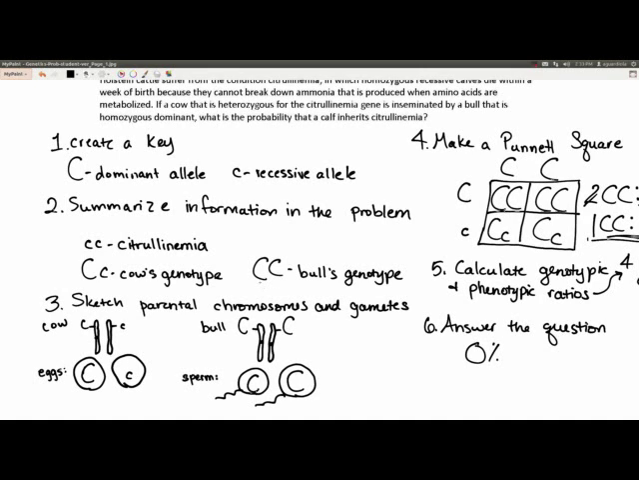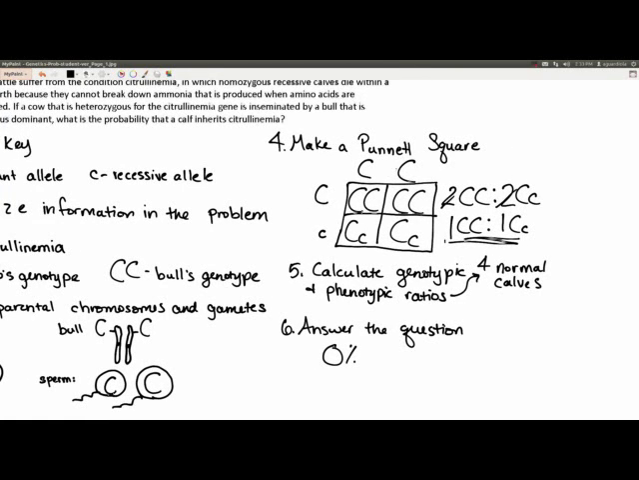We did something similar with the bull. The bull is homozygous dominant, so each homologous pair of chromosomes has the dominant allele. So all of the sperm that this bull produces are going to have the dominant allele. And then we made a Punnett square, put the possible gametes for the bull here at the top of our Punnett square, and the possible gametes for the cow on the side, filled that out, and calculated our genotypic ratios and our phenotypic ratios. Then we made sure, once we had all of this information, we actually read what the question was asking.